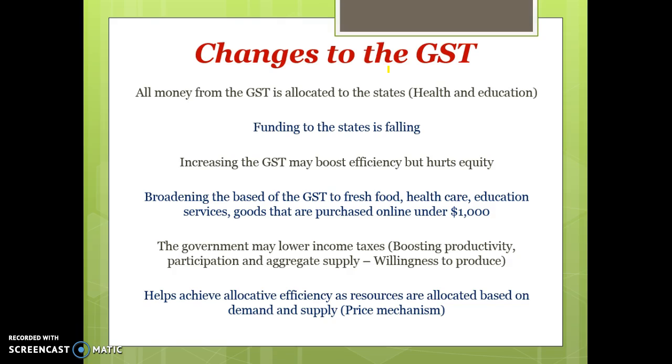So just to sum up, all money from the GST is allocated to the states. Increasing the GST may boost efficiency but hurts equity, as does broadening the base of the GST, which means that you're putting it on more goods like healthcare and education and things. The government may lower income taxes, which will boost productivity and aggregate supply. So in essence, we're trying to achieve greater efficiency, but doing it at the expense of equity.